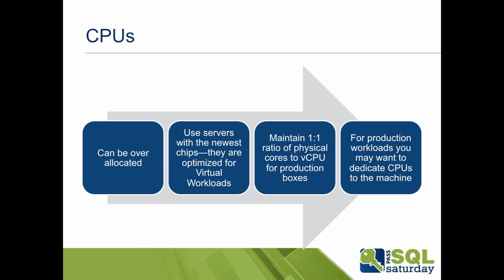You get the newest servers that you can get. That just kind of goes with anything. And on production VMs, you should only have a 1-to-1 ratio of vCPUs to cores. You can also reserve CPUs in VMware so that they aren't allocated to VMs. I haven't done this too commonly. It's done on memory more specifically, but it's something to think about.